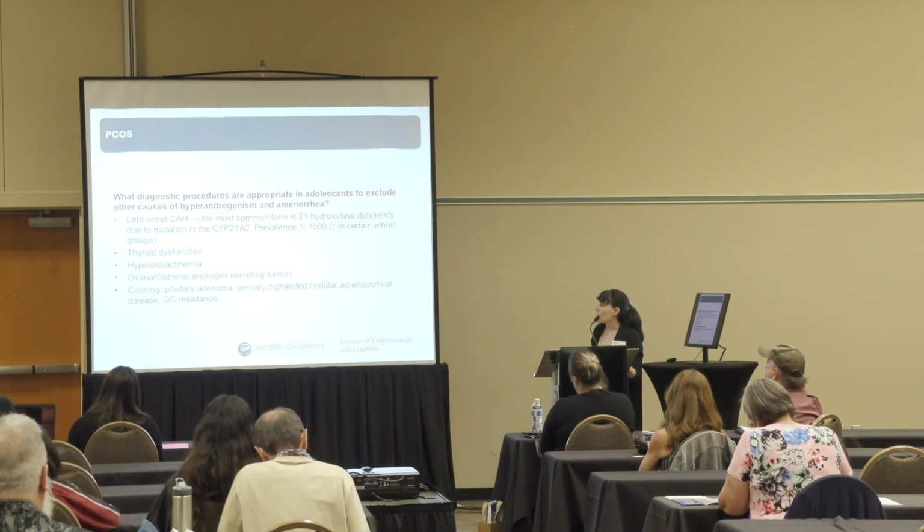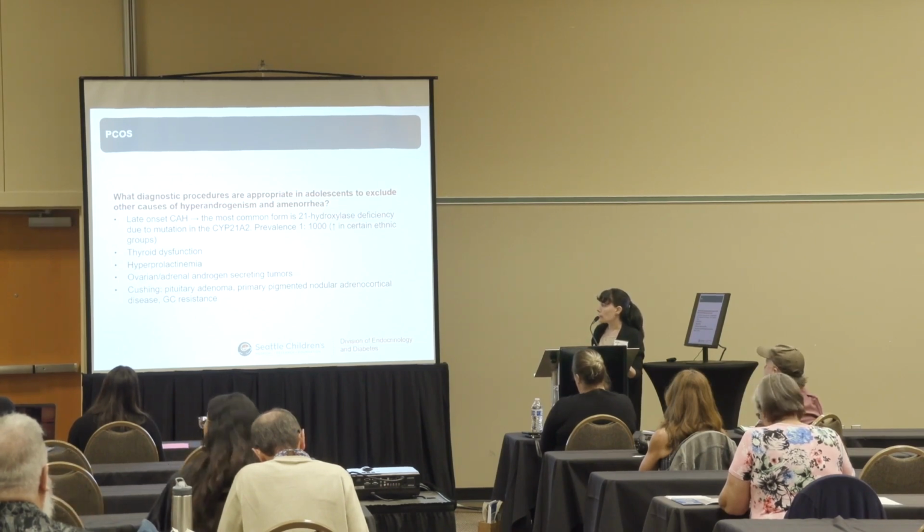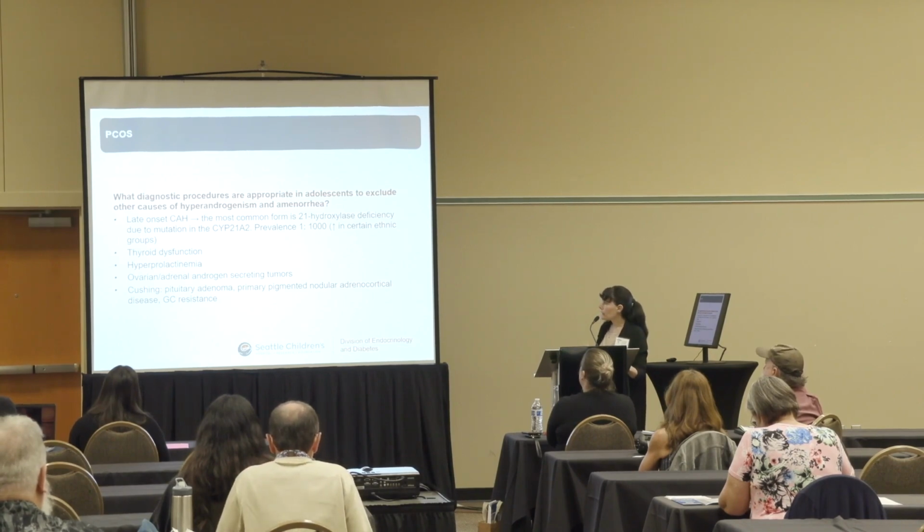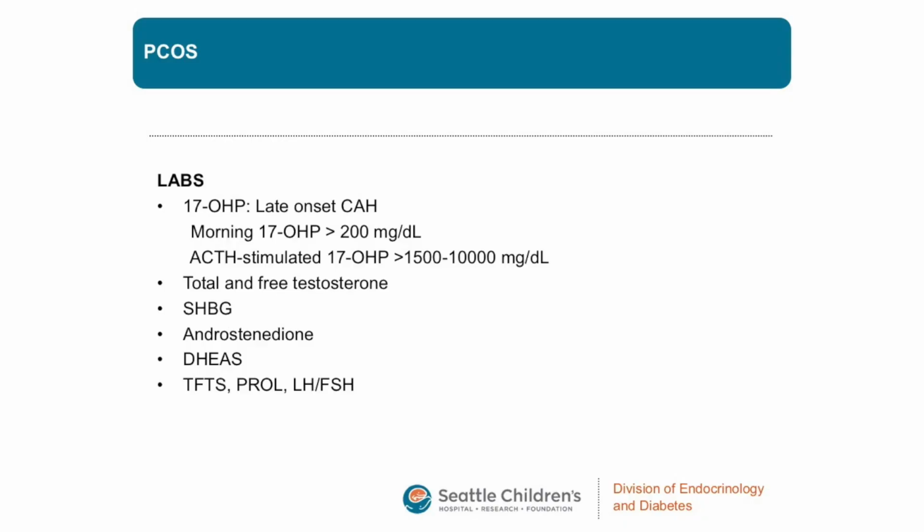And so we'll talk about how we test for that. Of course, thyroid dysfunction, hyperprolactinemia, ovarian and adrenal androgen secreting tumors, which is very rare, but it does exist, and Cushing, which is also very rare in adolescents. Next slide. And so these are the tests that you will be thinking on doing.